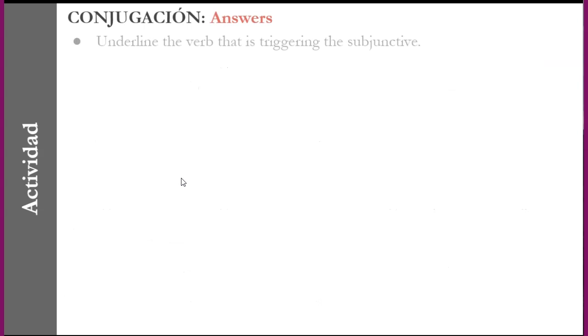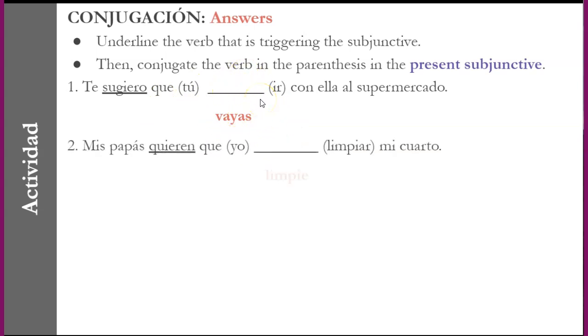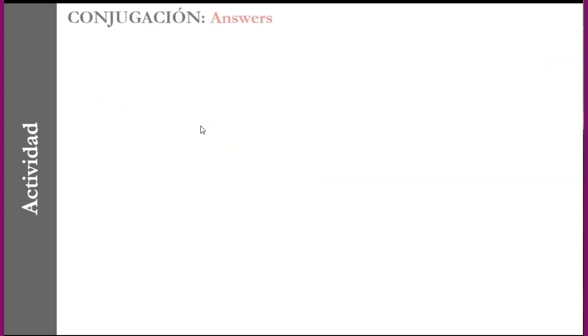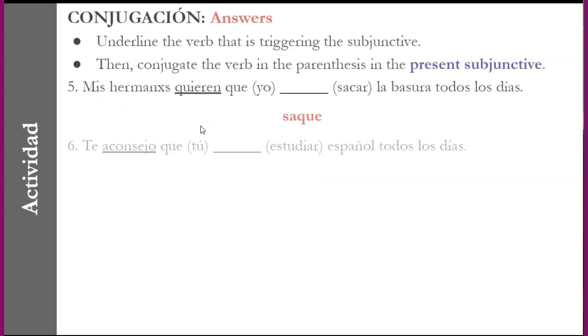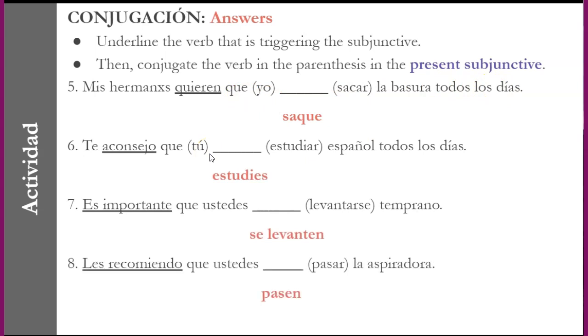So the answers are, for number 1, here you can see the verb that's underlined and the conjugation in the present of the subjunctive that should be here. Okay, and all of these verbs underlined are verbs of will and influence. As you can see, they have different subjects. The main clause and subordinate clause have different subjects. Muy bien.